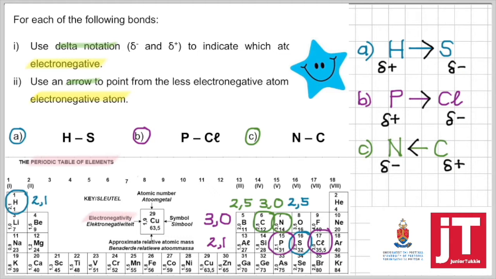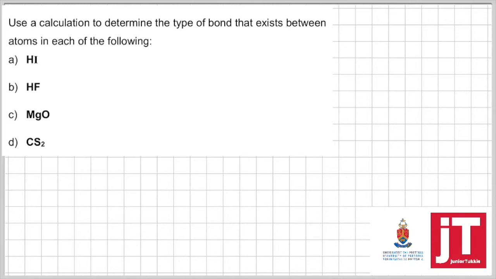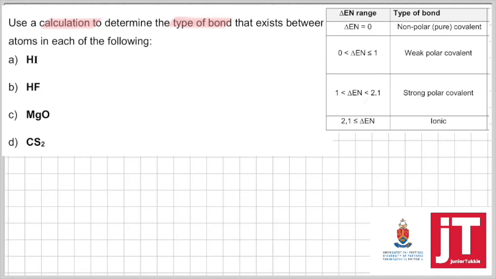This problem says, use a calculation to determine the type of bond that exists between atoms in each of the following. In order to solve this problem, we're going to make use of the table displayed on your screen. You can find a copy of this table in your theory booklet that you can download from the Junior Techie website. This table shows us how the difference in electronegativity determines the type of bond that exists between different atoms.